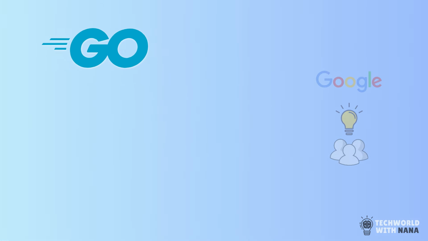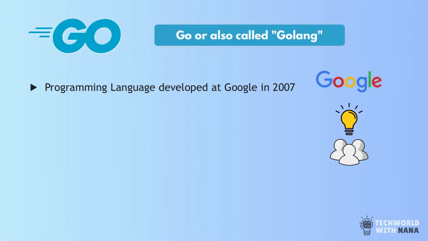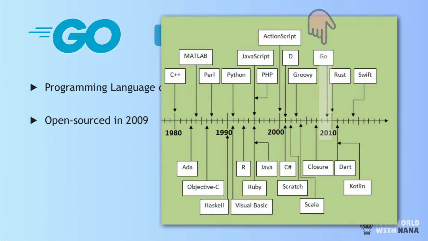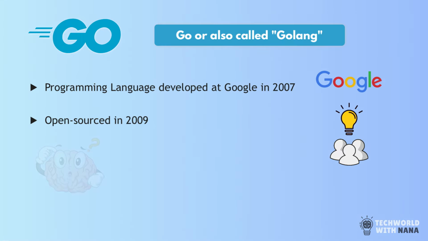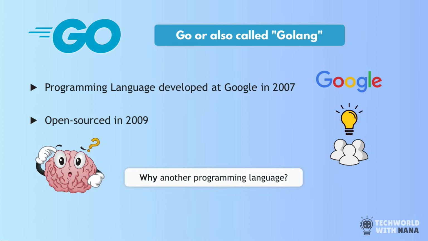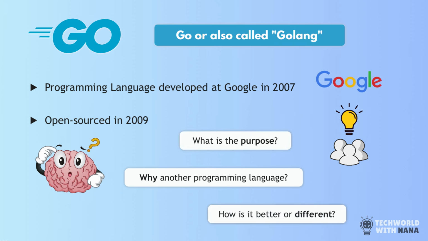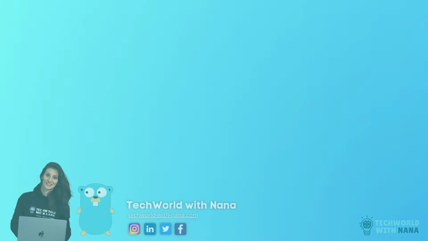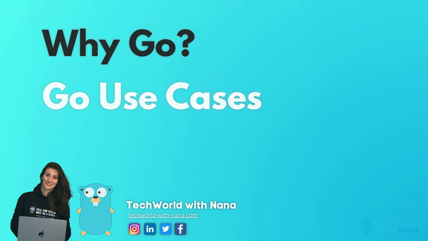Go was created by Google in 2007 and open sourced in 2009. So it's a pretty young language. Now, whenever you hear about a new programming language, the first question you probably have is, why do we need yet another programming language? What is the purpose of it, or how is it better or different from other already existing languages? So before diving into the syntax, let's see what was the motivation behind creating the Go language.